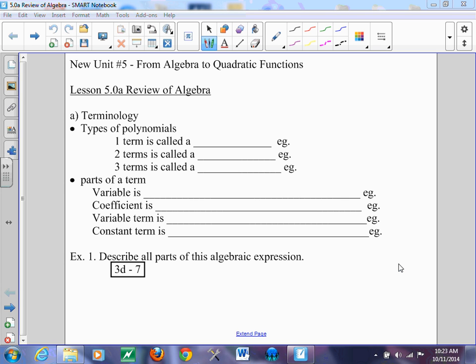We have three specific types of polynomials. If you have one term in the polynomial, it's called a monomial.